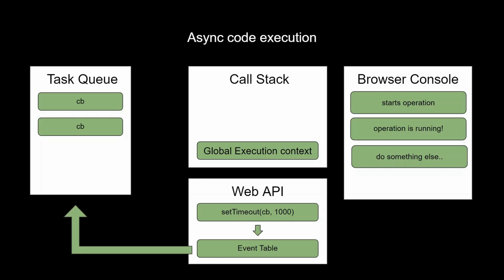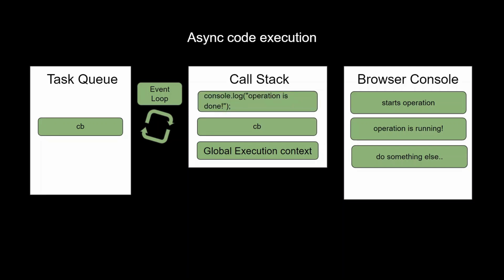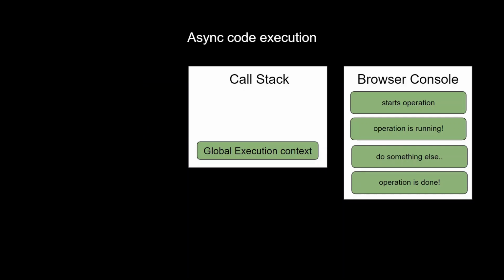Once it is passed to the task queue, it waits for the call stack to get empty and all execution to finish. Now we can see that the call stack is empty. What is going to happen? There is a thing called the event loop. All the events from the task queue are now passed to the call stack, and the callback function is executed by the call stack, and we get printed operation is done. So this is how async execution happens under the hood, because the call stack is a single thread, and on a single thread we cannot perform the async task by itself. So that's how we saw how asynchronous execution happens in JavaScript.